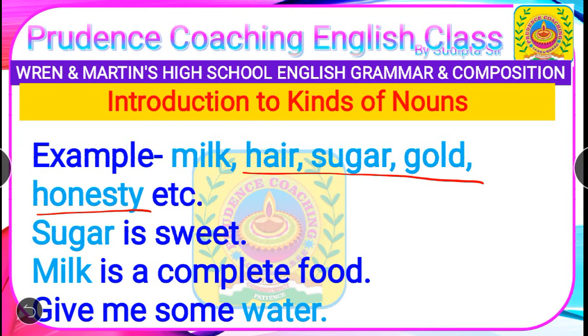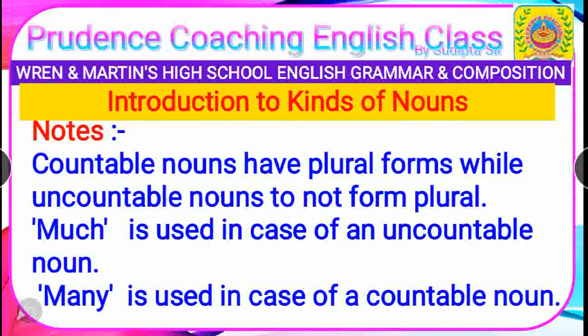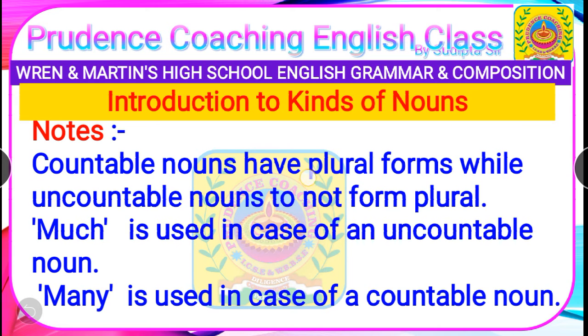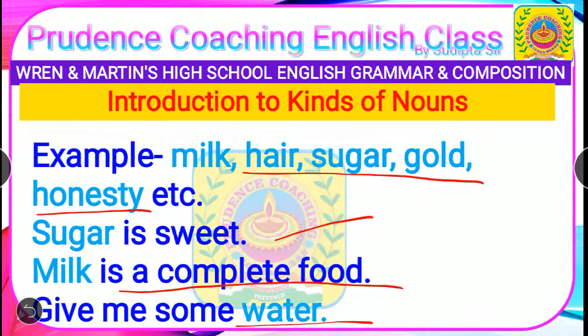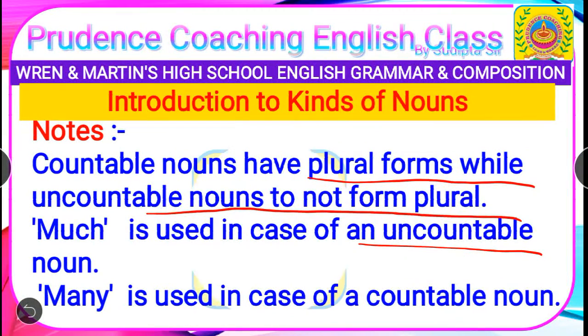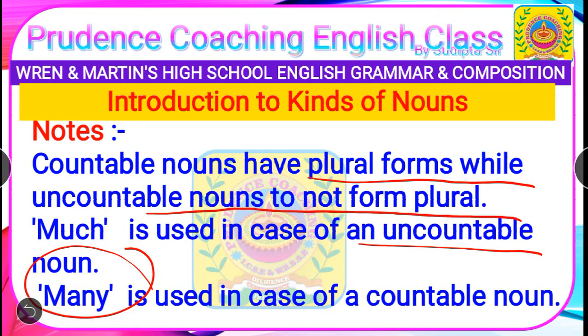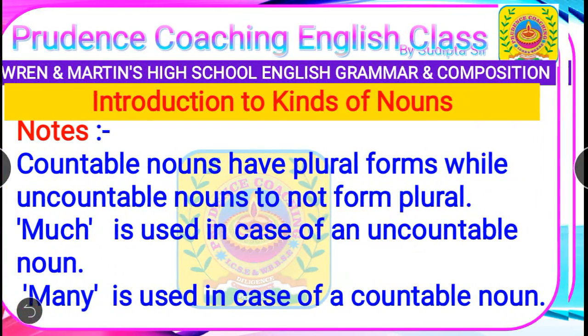We can use this in a sentence such as: sugar is sweet, so you cannot count sugar. Milk is a complete food. Give me some water. In the same way we cannot count these. And students, here we have given you the notes. Countable nouns have plural forms while uncountable nouns do not have a plural. This is one of the most important things that you should know. Much is used in the case of uncountable nouns. So we can say, there is much water in the bottle. And for countable nouns we usually use many, so we can say there are many boys playing in the field. So in this way we can use this.